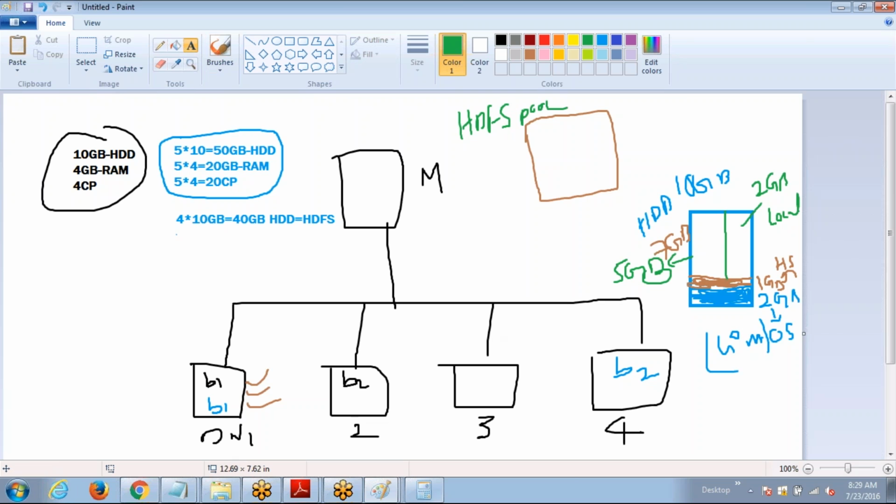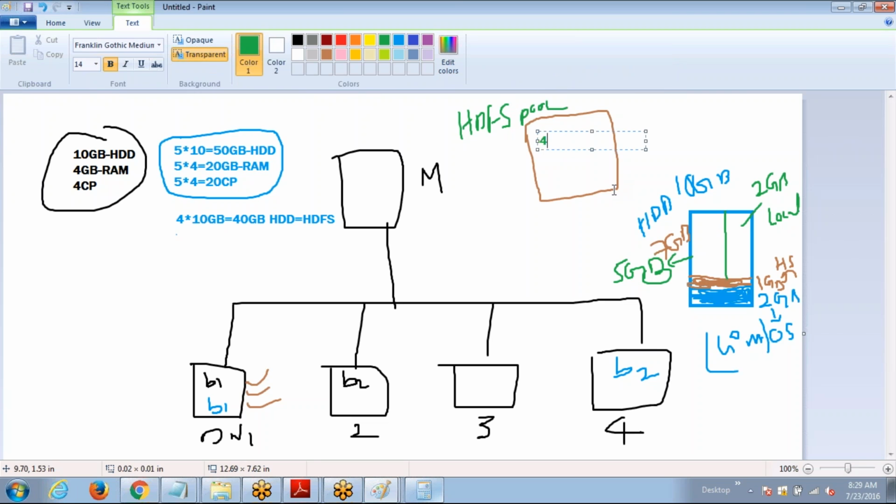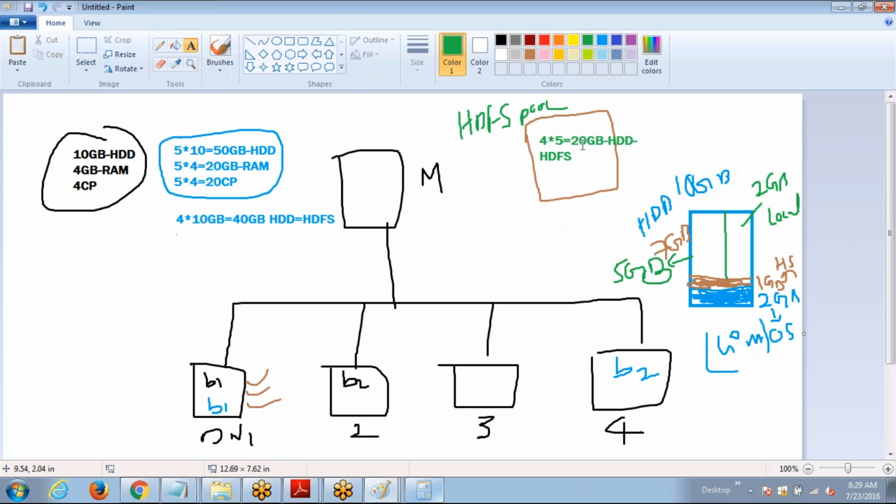When we are talking about only HDFS, HDFS is nothing but only the data nodes we have to talk about. So 4 into 5 equals 20 GB of hard drive, which is your HDFS file system. What is the capacity of your HDFS file system? 20 GB.